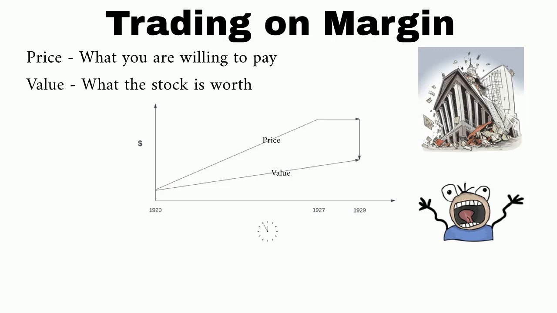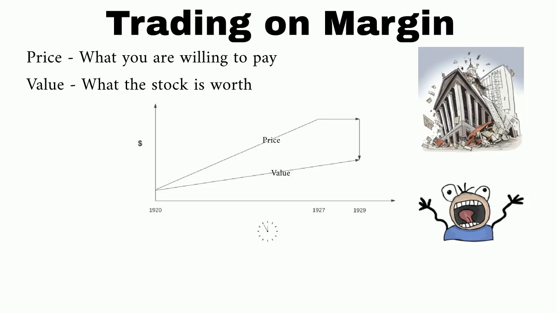I don't know if you guys remember in 2008 with the housing crisis. The problem with the housing crisis was that people were paying more for the houses than they were worth. When it became obvious that that was happening, the price of the houses dropped to equal the value, which meant that a lot of people's money that had been invested just disappeared.